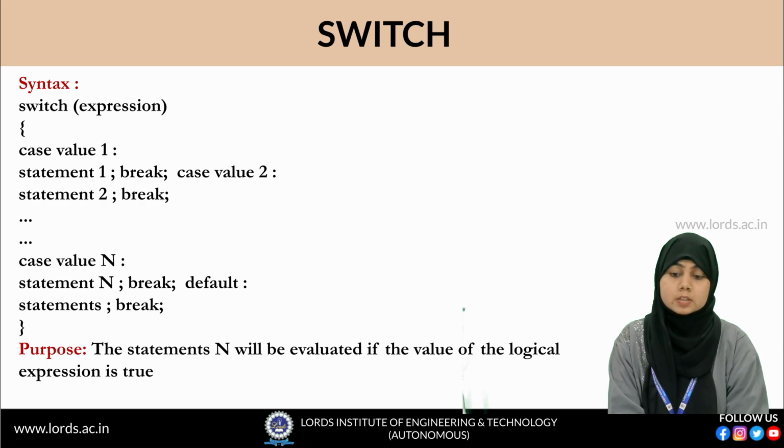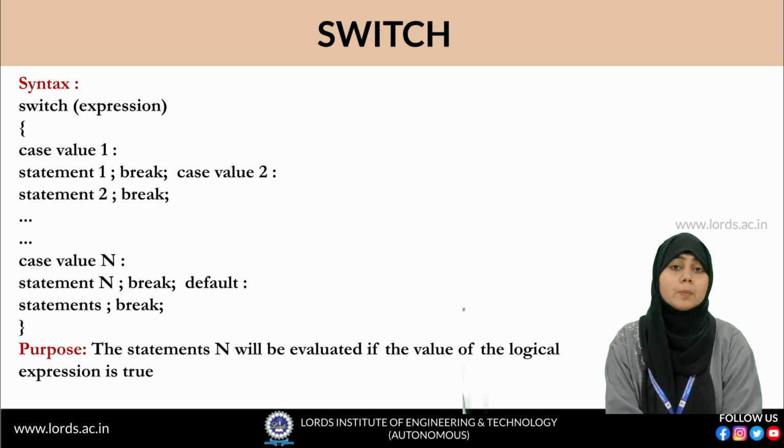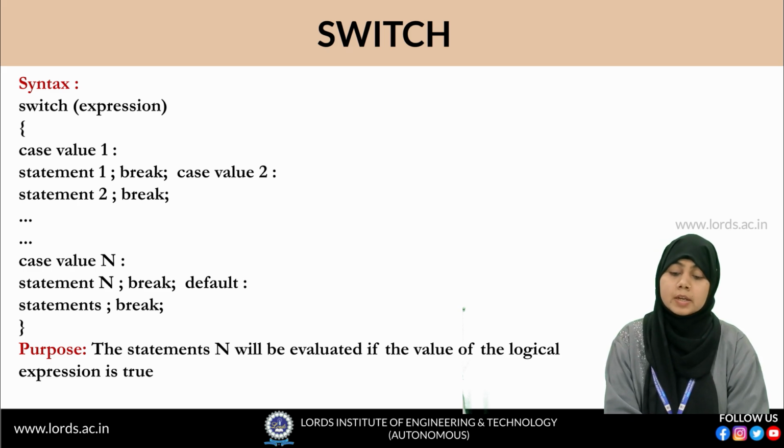Here, when you see the syntax, we have written switch and an expression, where we have written this expression, and then a block of codes. Those are called case value 1. Here the value could be a variable of type integer or floating point number, or it could be a string as well. When case value 1 is true, then statement 1 is going to be executed. Or if case value 2 is true, then statement 2 is going to be executed.